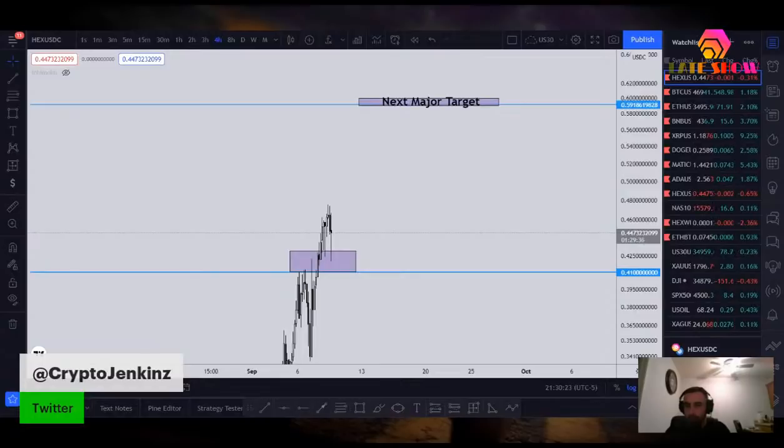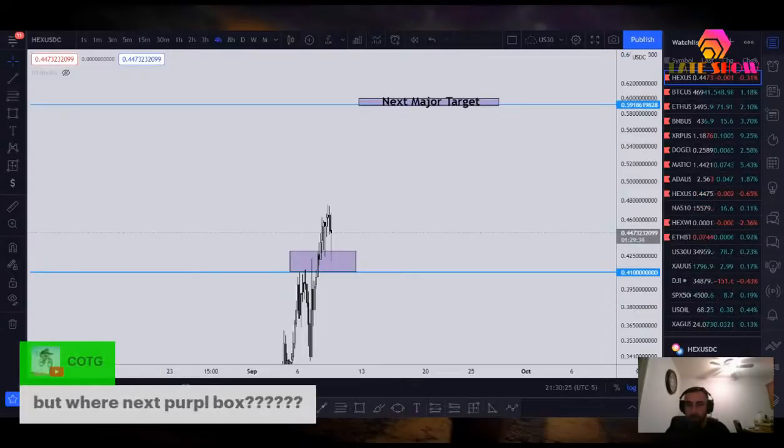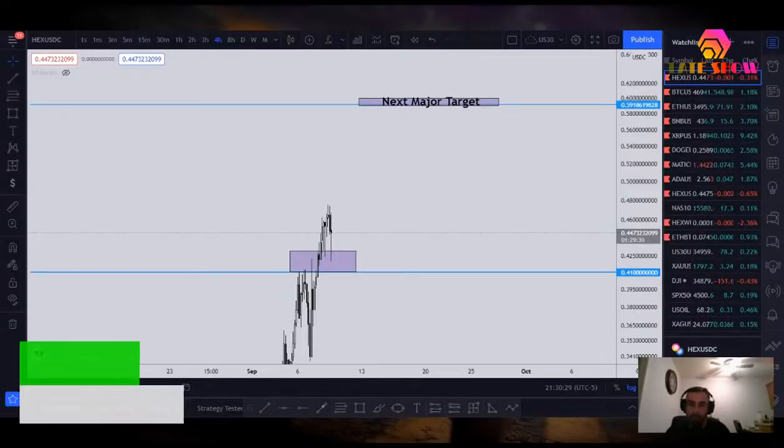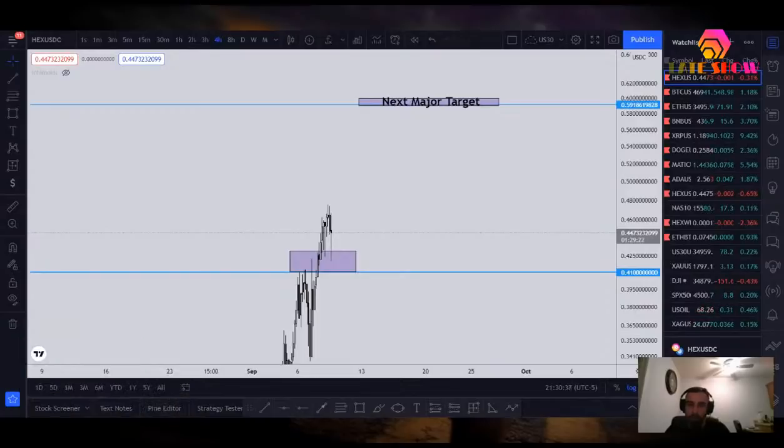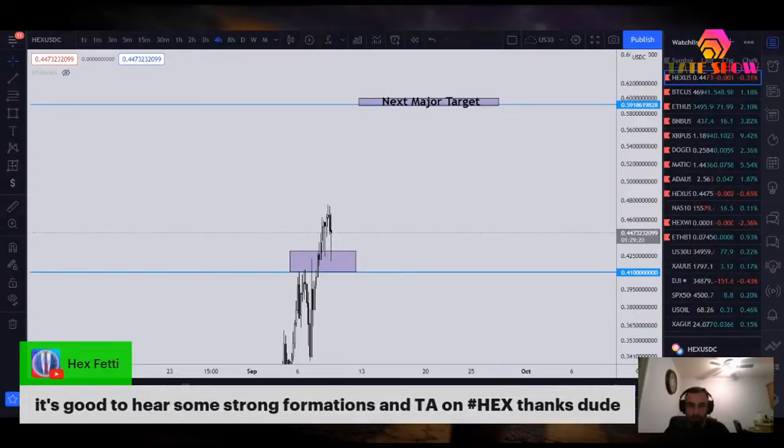Cut up this one. Now you got the next purple box, if that's what you're asking. Yeah, the dip happened. Those dips aren't lasting long at all. So there is a dip that already did happen. So watch out for the 41 to 43 cent range.